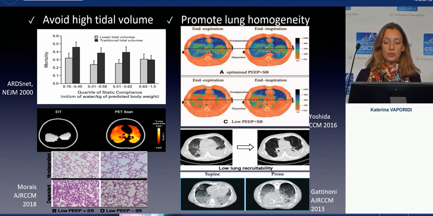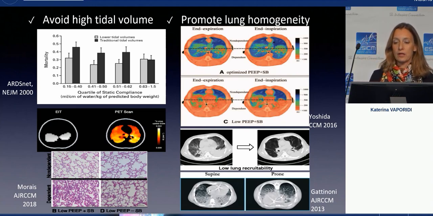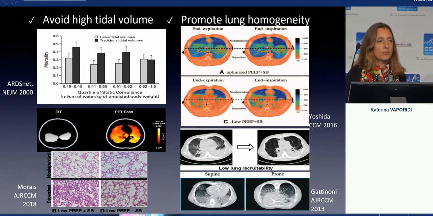Prone. Prone position allows a better homogeneity of the lung, and it's safe, and clinical studies have shown that it indeed reduces mortality, so we should use it in patients with moderate and severe ARDS.